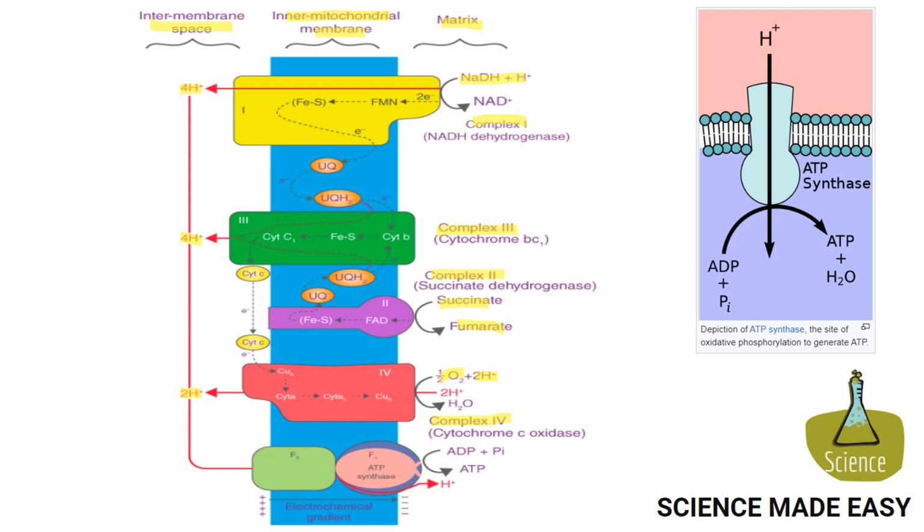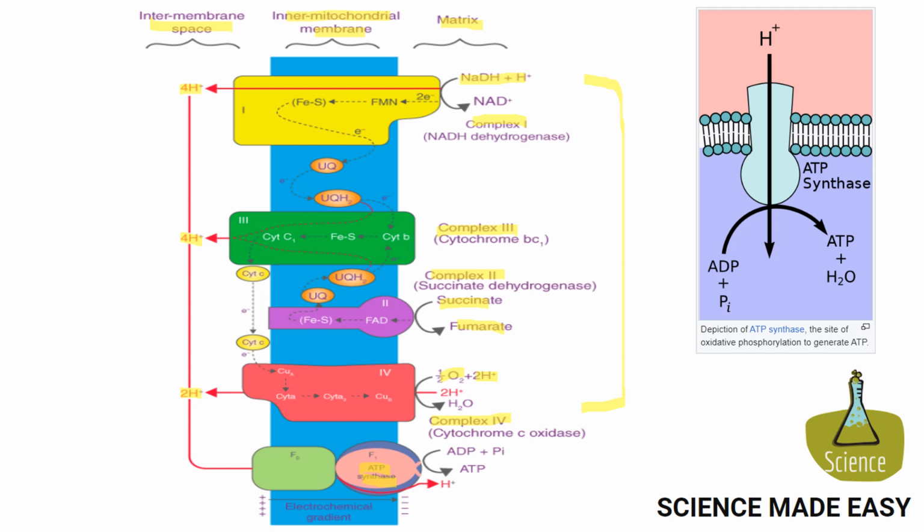So the point to remember is complex 1 and complex 3 eject out 4 protons each during the electron transport chain, while complex 4 ejects only 2 protons here. And so we can see that this is complex 1, 2, 3 and 4. It comprises the electron transport chain, and the last one shown here is the ATP synthase complex, which is responsible for the conversion of these accumulated protons into the ATP molecule.